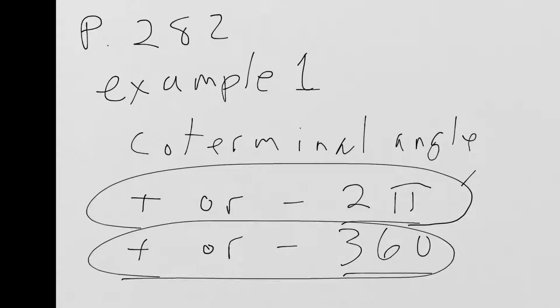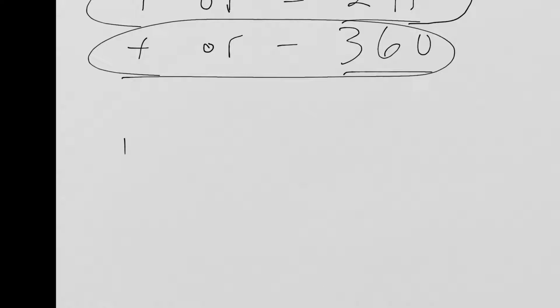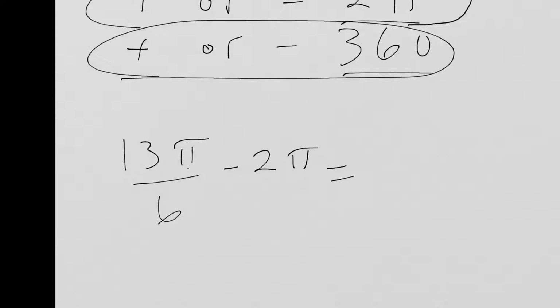So let's look at example 1. They give us 13 pi over 6, and we're supposed to find a coterminal angle. Just like I said, coterminal angles are 360 degrees apart, or 2 pi. This is in radians because there's a pi symbol here and there is no degree symbol. If it had a degree symbol, then we'd know it was in degrees, but there is none, so it's in radians. So we're going to subtract 2 pi. We could add 2 pi or subtract 2 pi. The book subtracts 2 pi, so we'll go along with that for this example.